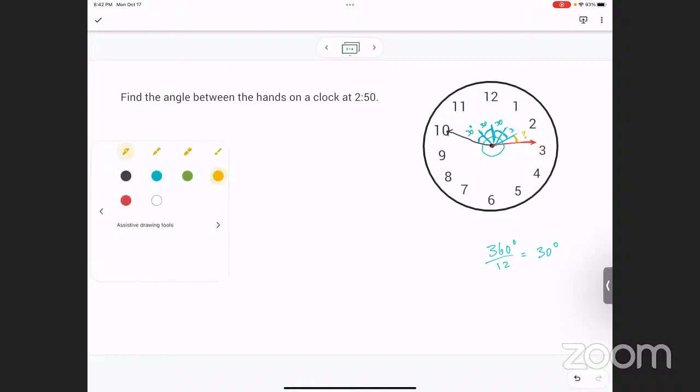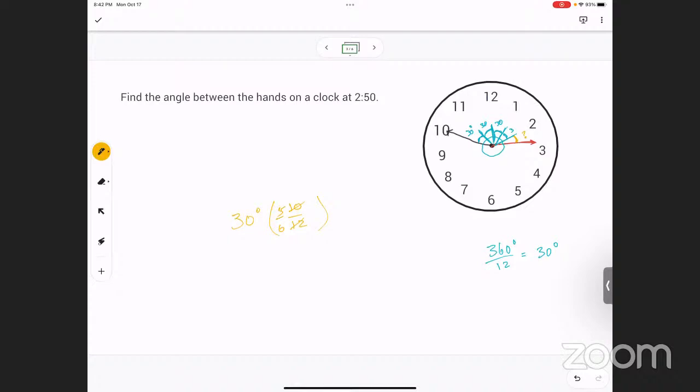Well, let's think about it. That yellow piece is the same fraction of the whole that 10 is to 12. So what I'm going to do is take 30 degrees and take 10/12 of that. I'm taking 10/12 or 5/6, right? I'm taking 5/6 of 30.